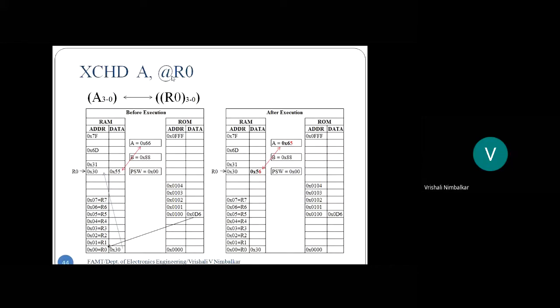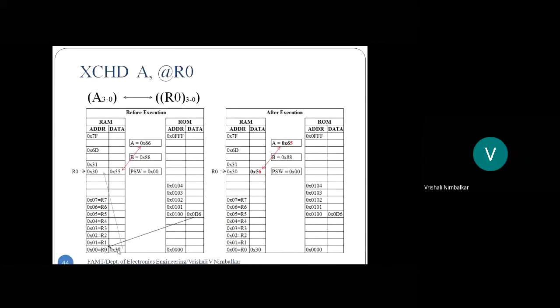So the same example is mentioned here. XCHD A comma @R0. This is a 1-byte instruction. So see, before execution, 1 byte is written in the ROM memory. D6 hex is that 1-byte opcode. On decoding D6 hex, the microcontroller understands only 4 bits are to be exchanged, the lower 4 bits. Who is showing the memory location? The lower 4 bits are exchanged between memory and accumulator, and that is shown by R0. R0 is the pointer.